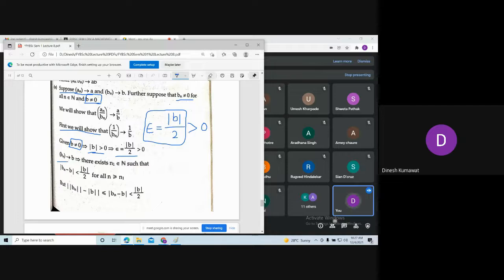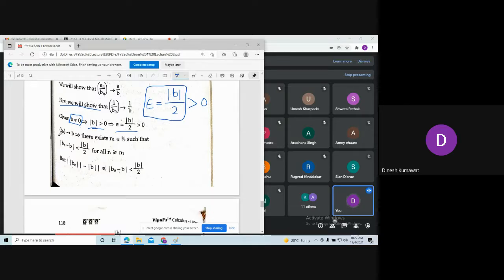Okay, now here is not the same. Here we are using the definition of convergent sequence. So Bn converges to B, which means what? There exists a natural number n1 belongs to N such that mod of Bn minus B is less than epsilon, but we are considering epsilon to be mod B by 2. And this is true for all n bigger than or equal to n1.